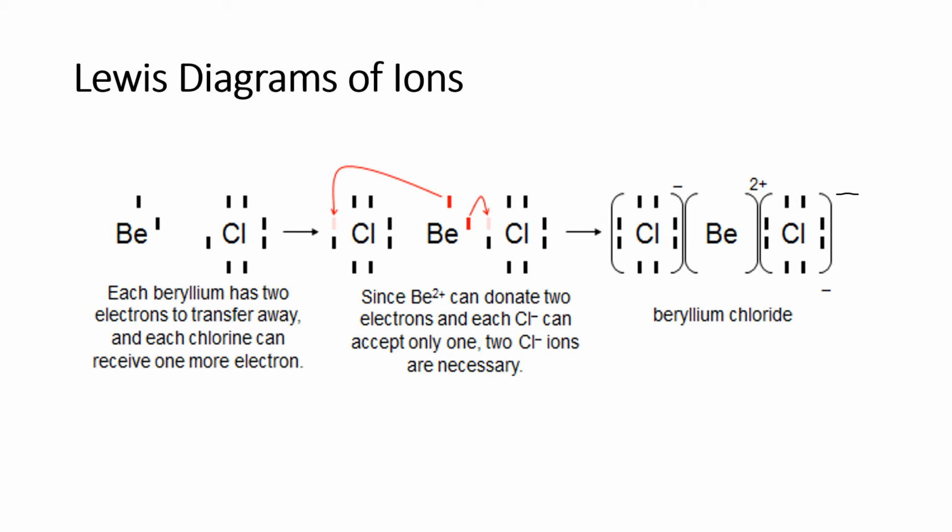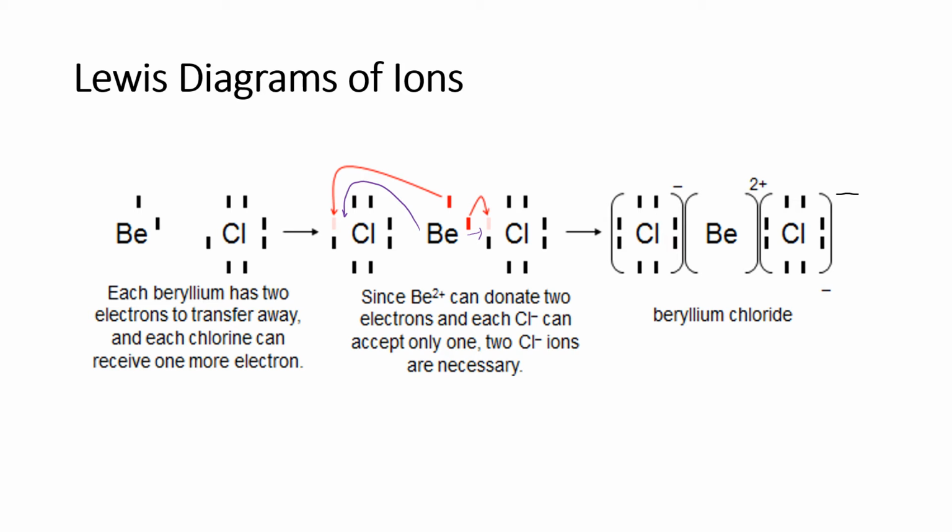So beryllium and chlorine. Each beryllium has 2 electrons to transfer away, and each chlorine can receive 1 more electron. So beryllium donates 1 electron over to chlorine over here, and then its other electron is getting donated to chlorine on the other side. Each chlorine can only accept 1, so you need 2 chlorines in order to fill that transfer. And then your beryllium is left with no valence electrons. Poor lonely beryllium.